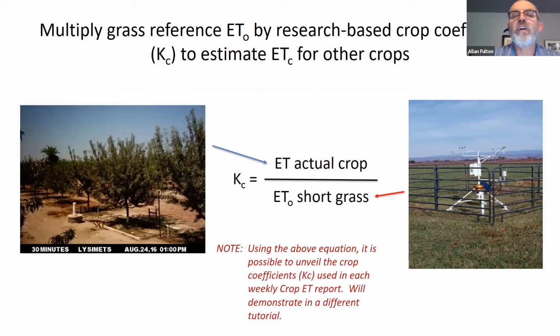So in order to provide these weekly ET estimates for specific crops that we grow, we have to multiply the grass reference ETo by research-based crop coefficients, abbreviated by Kc. These crop coefficients, as I've pointed out, are developed by various research methods. By definition, a crop coefficient is just the ratio of the actual ET measured in a field divided by the short grass reference ET measured at the nearest CIMIS weather station for the same period of time.